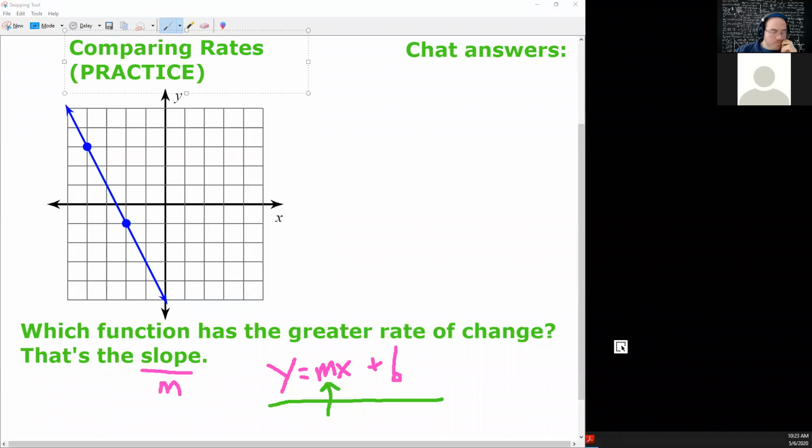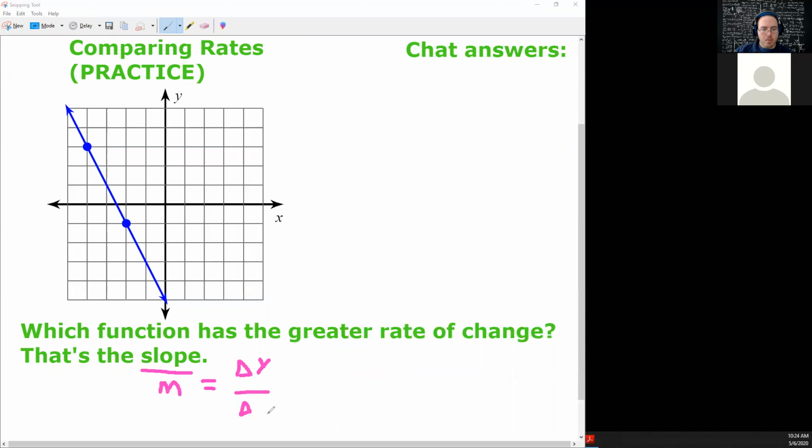Okay, so in this case, what we're looking to do is calculate the change in y, the change in x. Otherwise known as the rise over the run. And the way we're going to do this, we're always going to be looking at the graph going left to right.